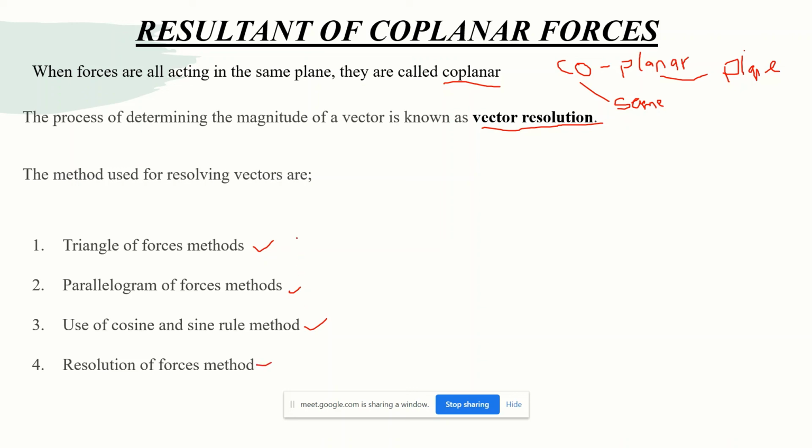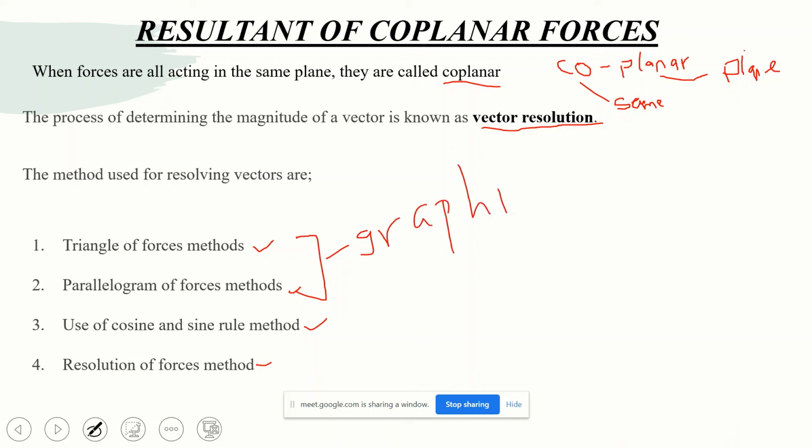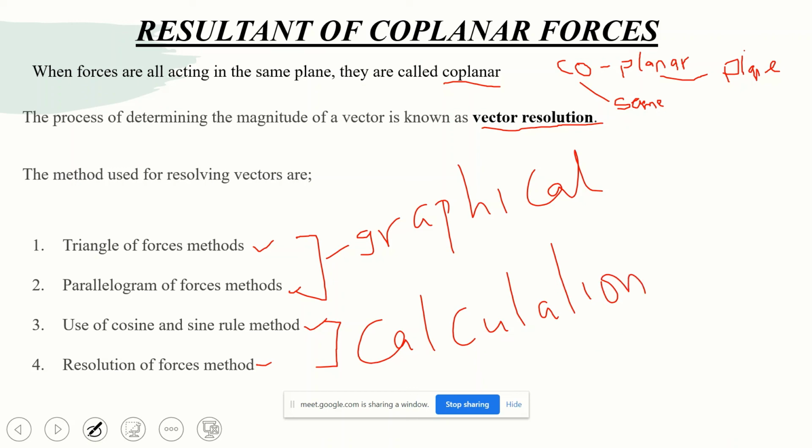Please note that the first two methods are called graphical methods, while the last two methods are calculation methods. They are called calculation methods. So for this class, we shall focus on resolution of forces method.